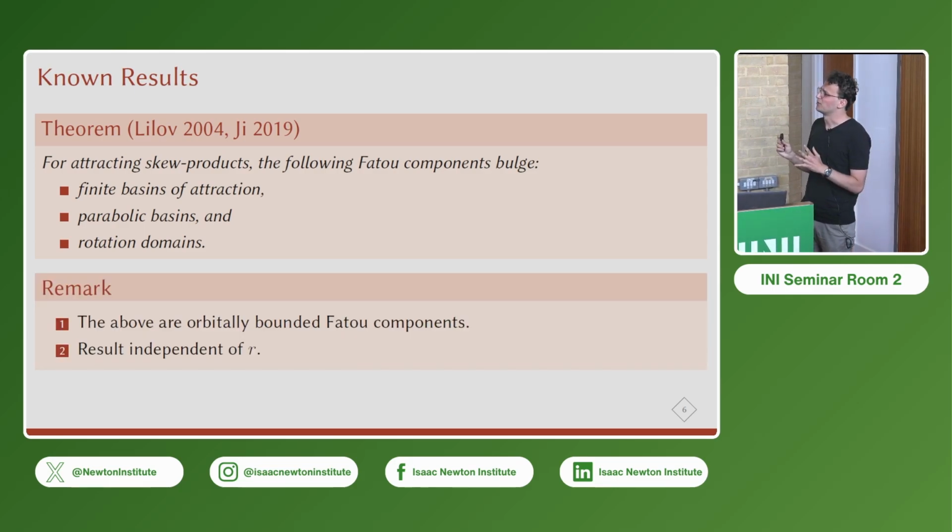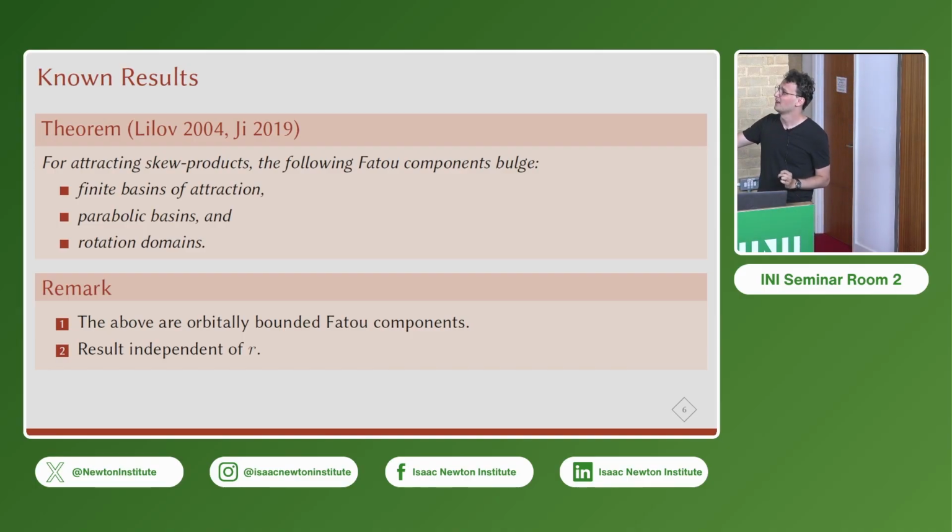And what I want to highlight here, what's important, is that these Fatou components are all orbitally bounded Fatou components. So if you start with any point in one of those Fatou components, the orbit stays bounded. These are not all orbitally bounded Fatou components. We can also have orbitally bounded wandering domains, but because we don't know whether they exist, these are essentially, for the moment, all the important ones. This is the first remark.